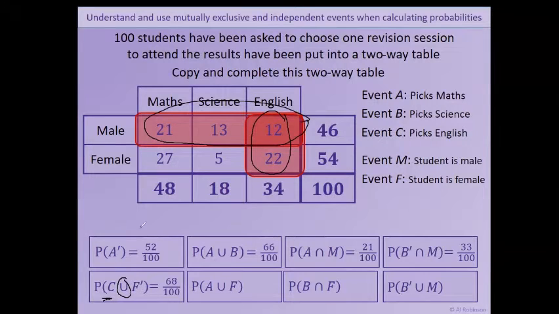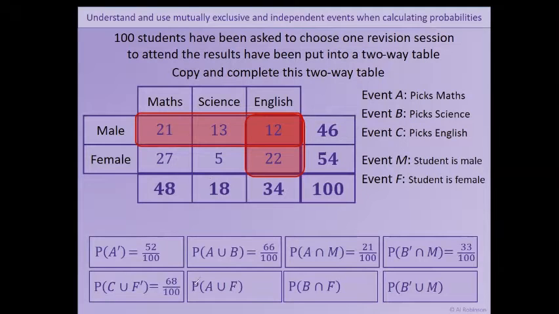It's not the intersect. So it's not the probability of C intersect the complement of F, because that would just be 12 out of 100, because that would just be here. Yeah? Miss, do you add 22 as well? Yes, you do. You add all of them because it's the union. It says union. It's just saying, please add everyone who's studying English and also add to that everyone who's not female. Okay?